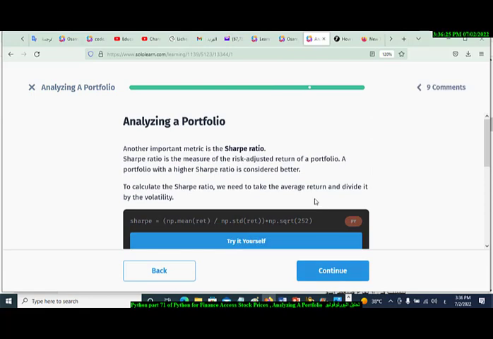This is a quiz. And finally, analyzing a portfolio, we can compute the Sharpe ratio. Another important metric, Sharpe ratio. Sharpe ratio is a measure of the risk-adjusted return of a portfolio. A portfolio with a higher Sharpe ratio is considered better. To calculate the Sharpe ratio, we need to take the average return and divide it by the volatility. So this is the average of the return, and then divide it by the volatility, which is the standard deviation of the return. And then if we'd like to compute it yearly, we multiply it with the square root of 252 days.